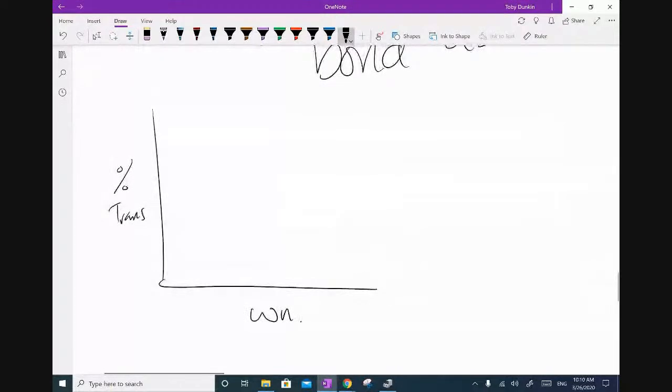There we go. So we've got wave number down here. We've got percentage transmittance. I'll put trans there. Percentage transmittance. Okay. I'm looking at specific bonds now here, folks. So I'm going from 4,000 to 1,500.